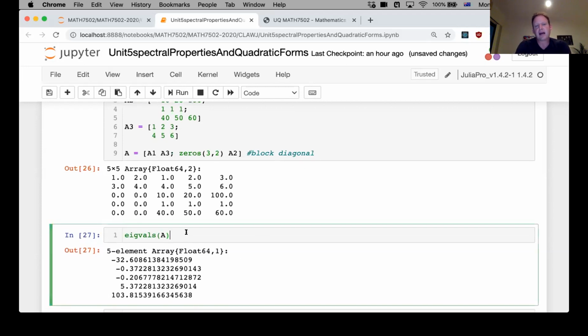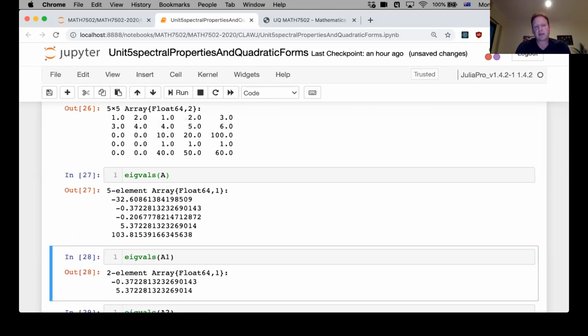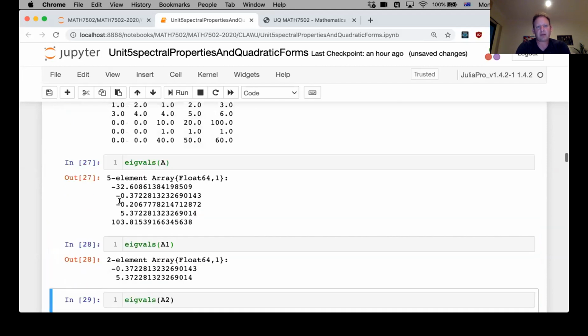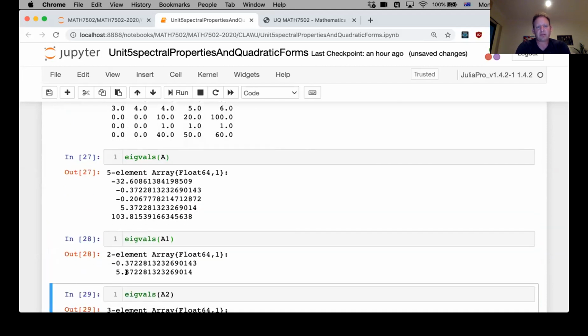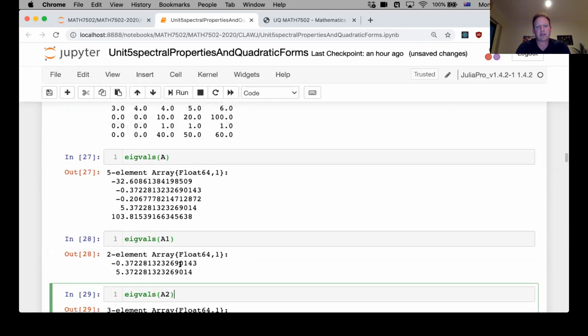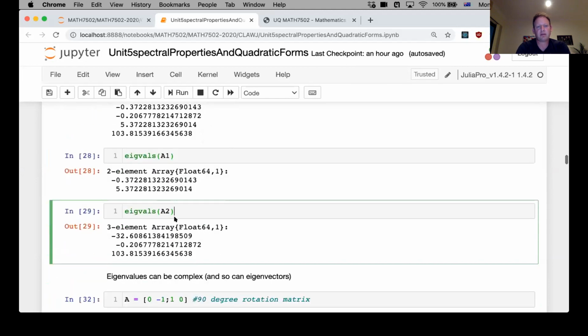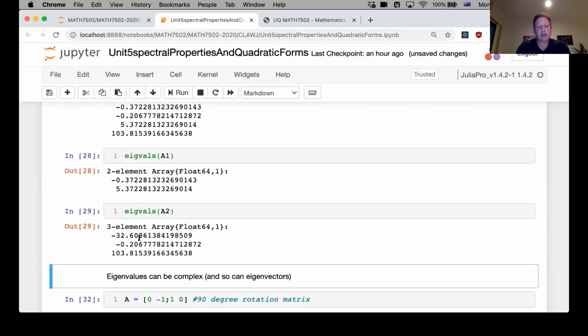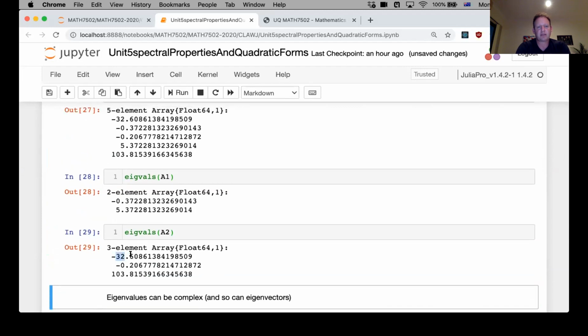And the eigenvalues of the matrix, we can compute them. Here they are. Now look, I'm going to compute separately the eigenvalues of the top left block, A1: minus 0.37 and 5.37. They are two of the values here. And I'm going to compute the eigenvalues of the 3 by 3 lower block, A3, and they are these: minus 32, something close to 0, and 103.